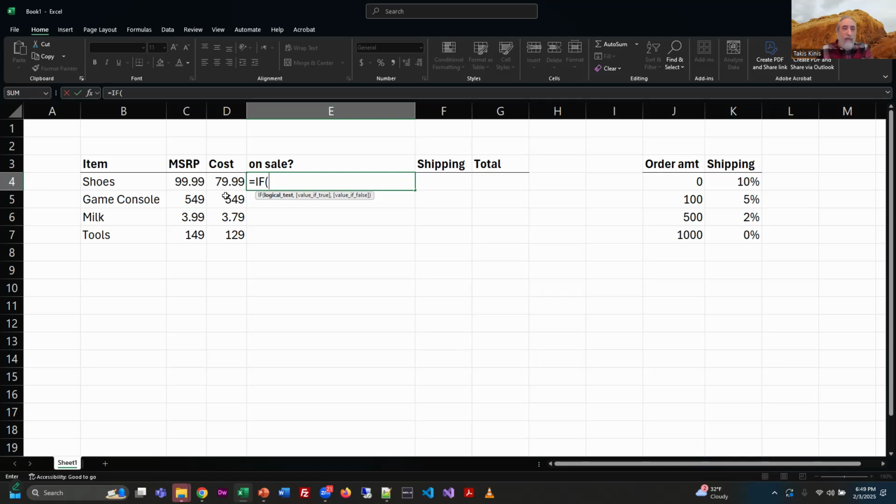So if this is less than this, okay, so that's the truth we're testing. It's either true or false. Then what's the value that I'm going to put in this cell if it's true? And so I might say something like on sale.